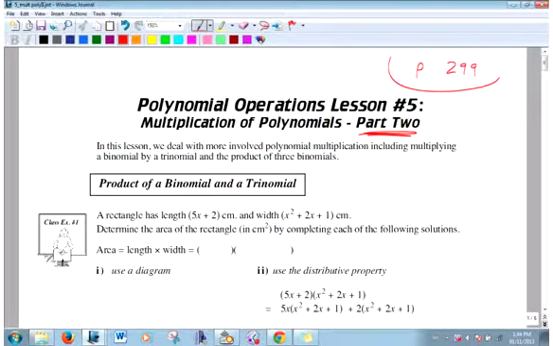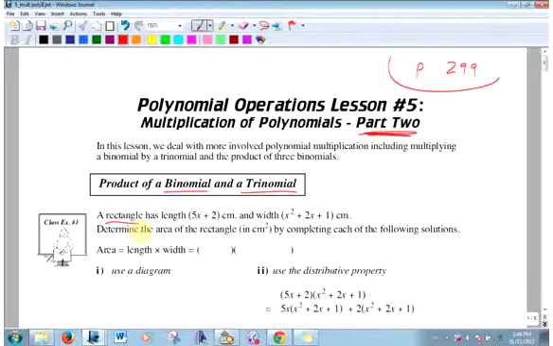So same as yesterday, pretty short, okay? It's just multiplying not only binomial times binomial, but monomial times a binomial, binomial times a trinomial, okay? They just get a little bigger, a little uglier, right?